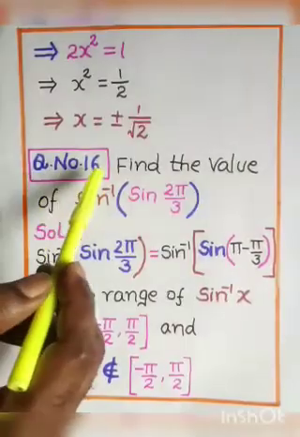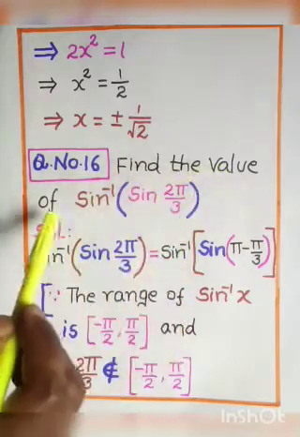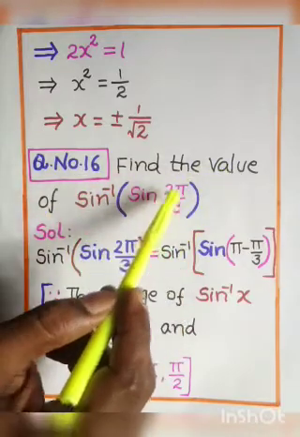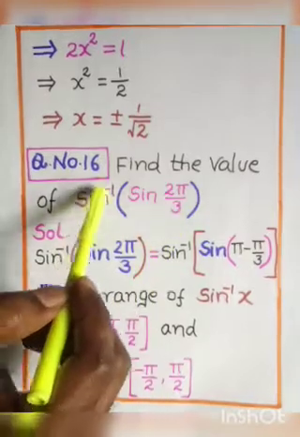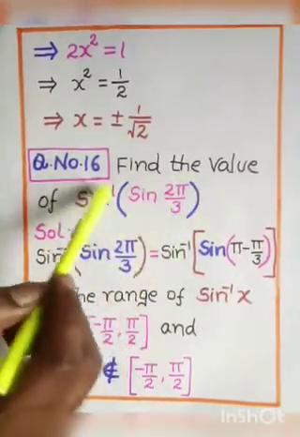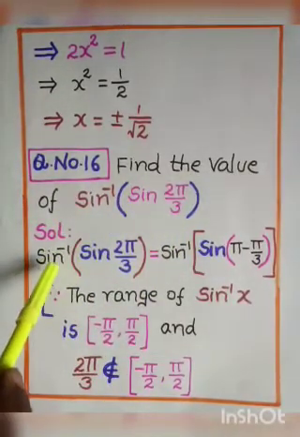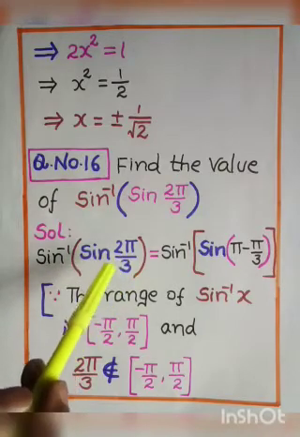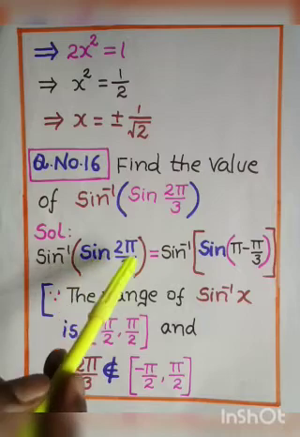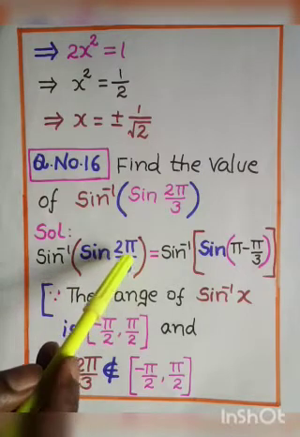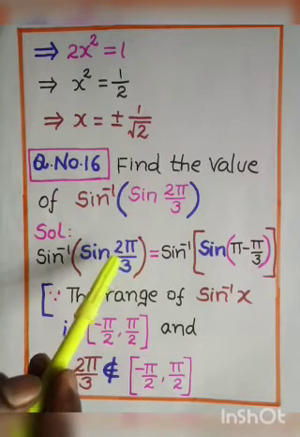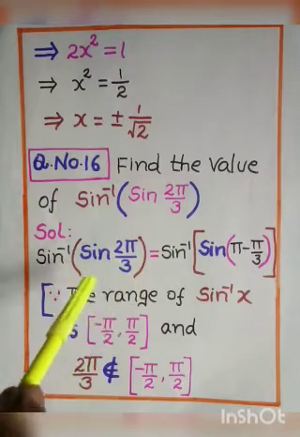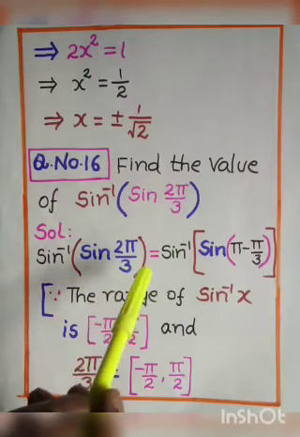Now come to the question number 16. Find the value of sine inverse of sine 2 pi by 3. We have to find the value of this function. Now let us take the given function, sine inverse of sine 2 pi by 3. Generally we confuse here. Sine inverse of sine theta is equal to theta. Why is it given like this? We confuse here. Now see the solution, you can understand.